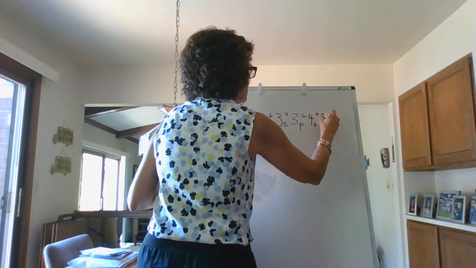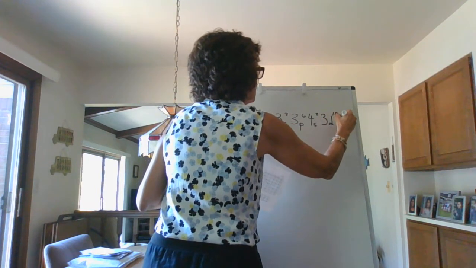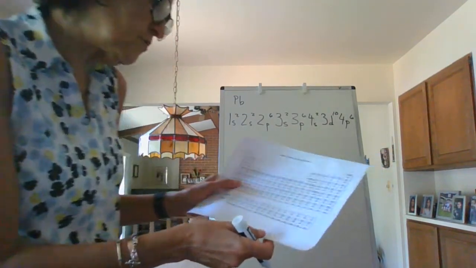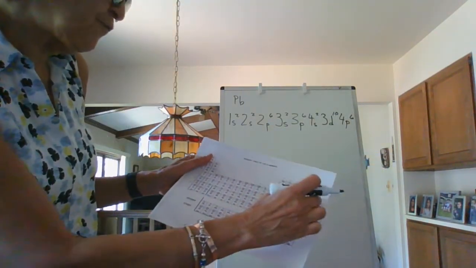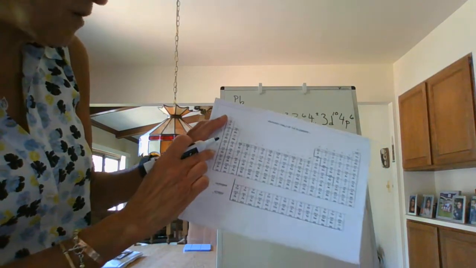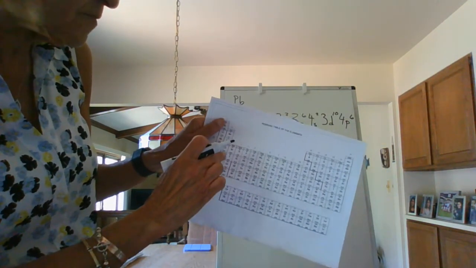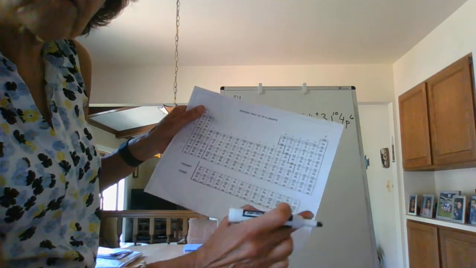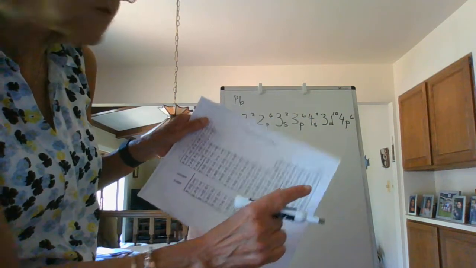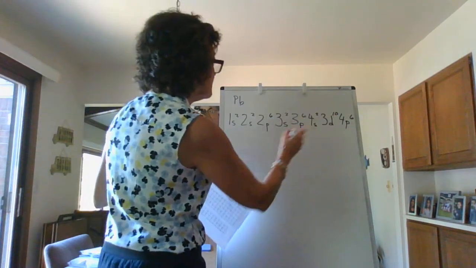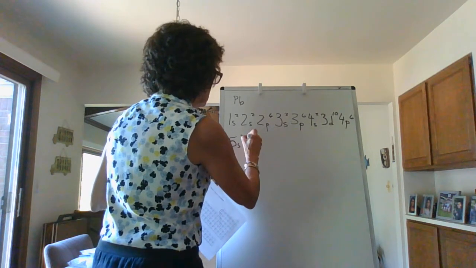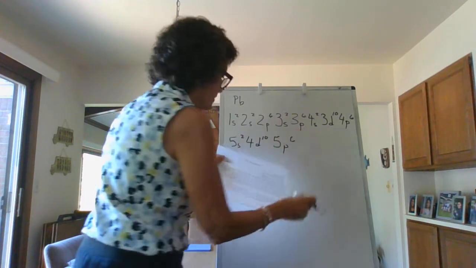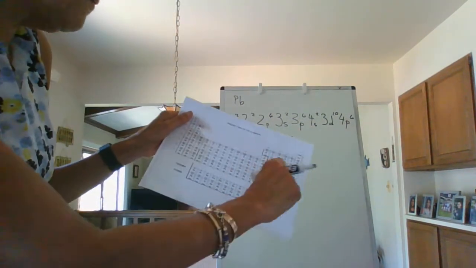4s2, 3d10, 4p6. Now this is all supposed to be on one line, but obviously I don't have enough room, so I'm going to keep going. After 4p6, we go over here to the fifth period: 5s2, 4d10, 5p6. So after 4p6 comes 5s2, 4d10, 5p6. Okay, so I'm done with the fifth, 5p6.